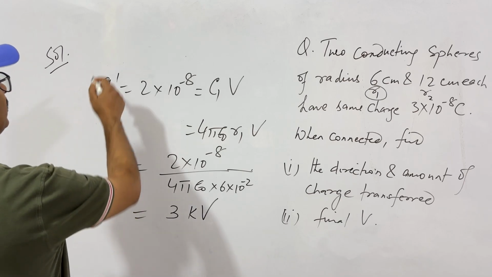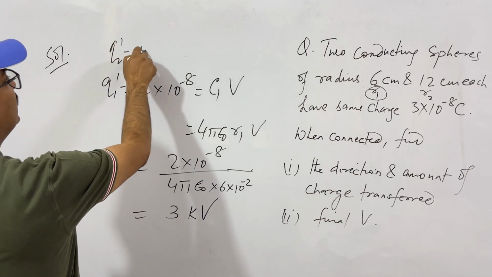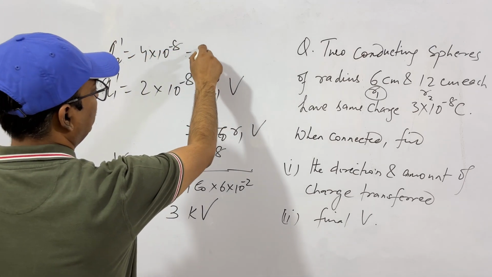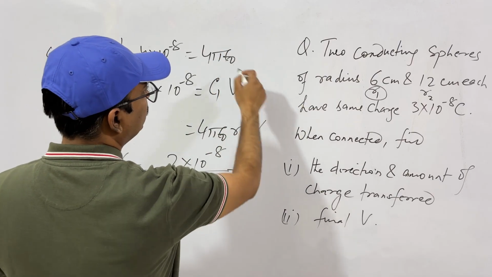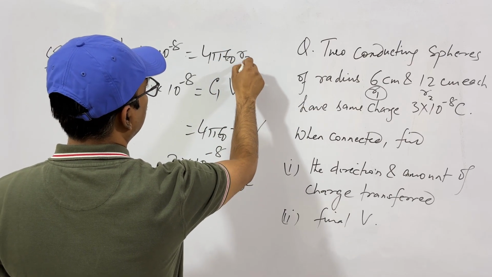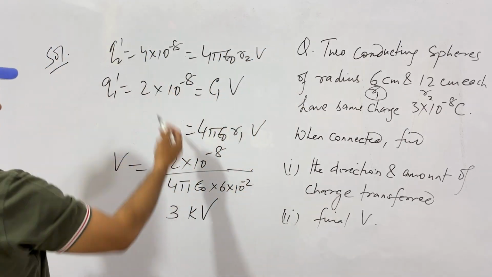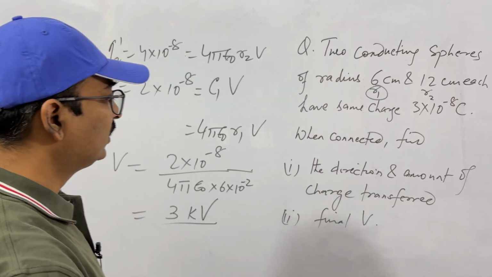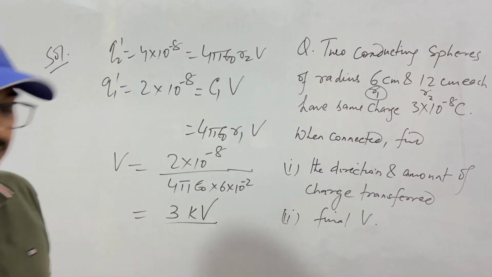Okay, you can find it from Q2 dash also. Q2 dash is 4 into 10 to the power minus 8. That will be equal to 4 pi epsilon 0 R2, that is 12, into V. So here, if you calculate, that will also come to 3 kilovolts. So the final potential is 3 kilovolts.